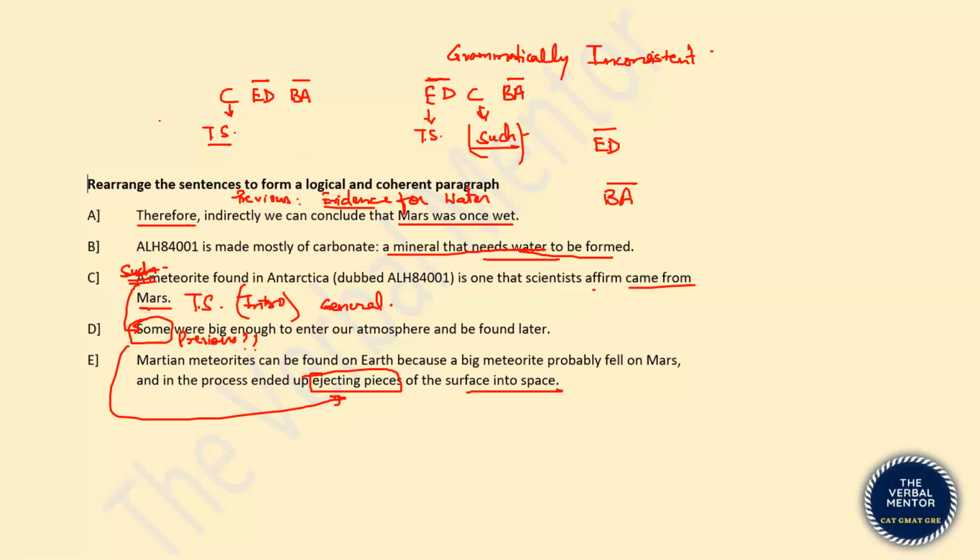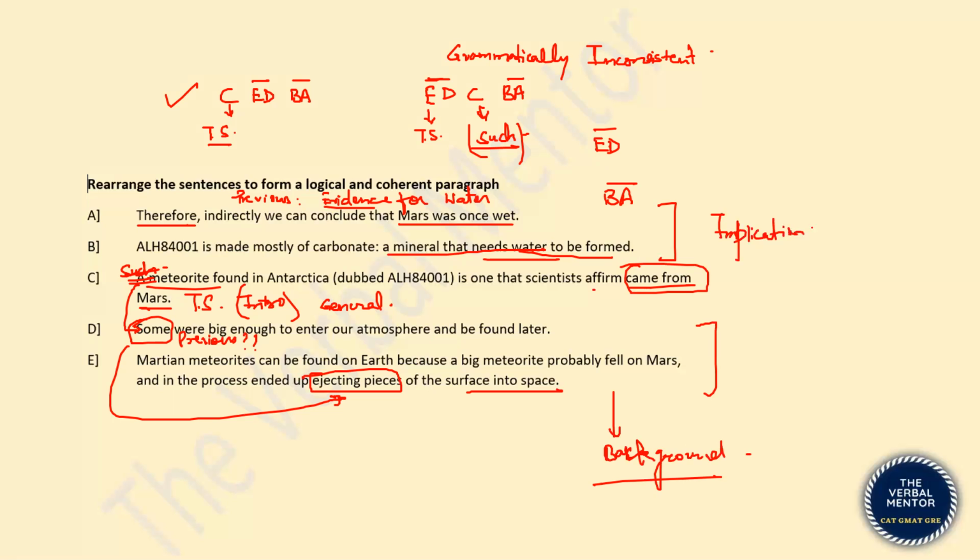It is found wanting. So if I have to choose between these two options, I go with C, ED, BA. C as the opening sentence because it introduces a meteorite that has been affirmed as Martian, and then a slight digression, background information about the Martian meteorites, and finally, the implications of the recently found meteorite.